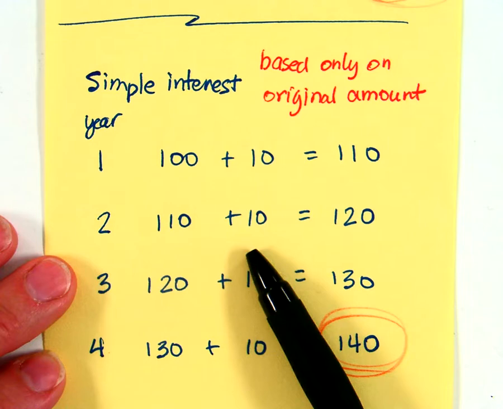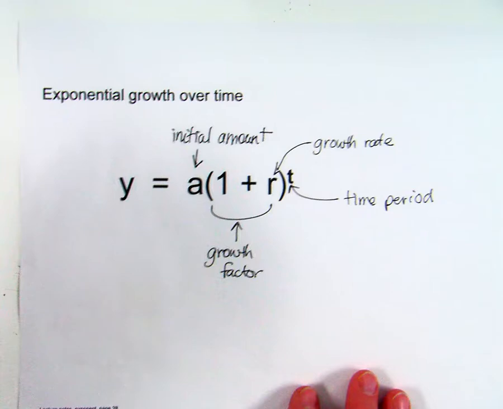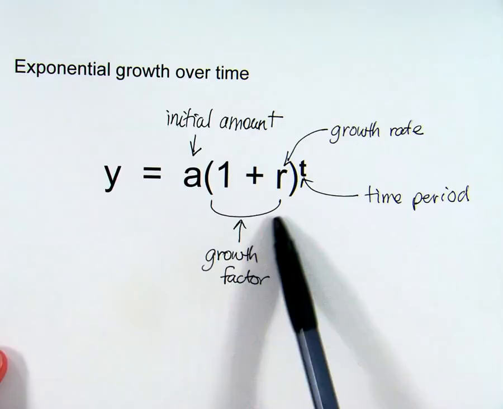This is a form of exponential growth and decay. This one is growth, obviously. Let me show you the equation that gets it for us. Exponential growth over time is y, which is for yield, equals the initial amount times 1 plus r raised to the t power. What are these things?